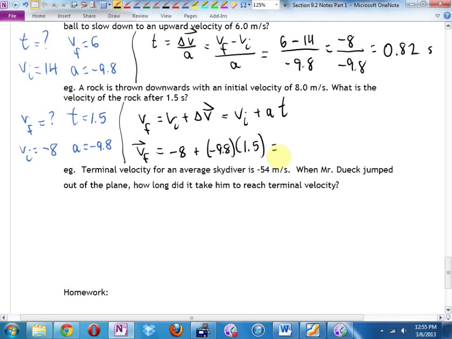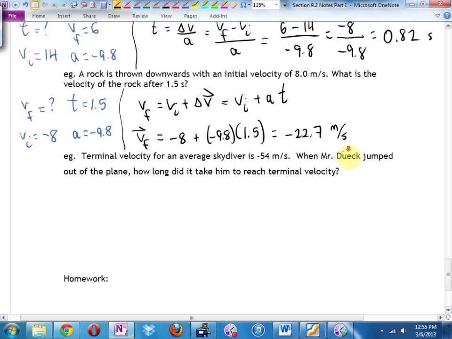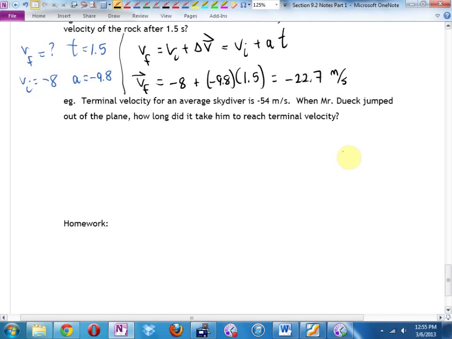Negative what? 22? Anybody else? Negative 22.7? What's the negative telling you? Which way is this rock traveling? Up or down? Down. Units? Meters per second. Last one. Emily, cheers.